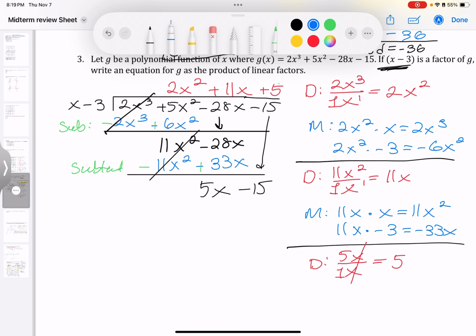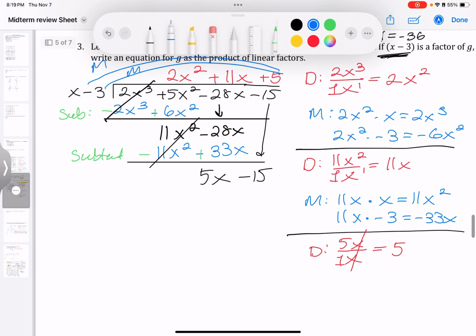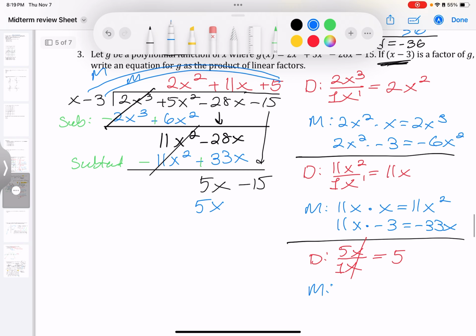And now we're going to multiply our 5 to x, and we're going to multiply our 5 to negative 3. So 5 times x is 5x. 5 times negative 3 is negative 15.